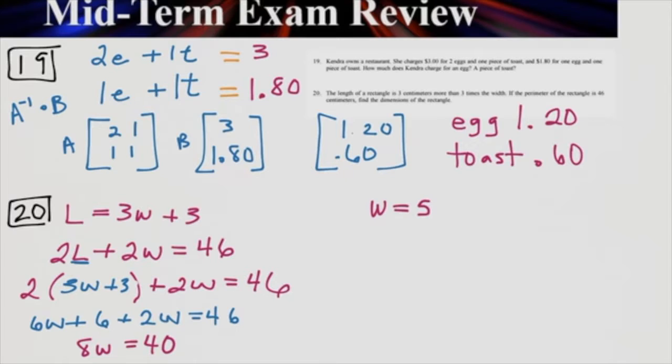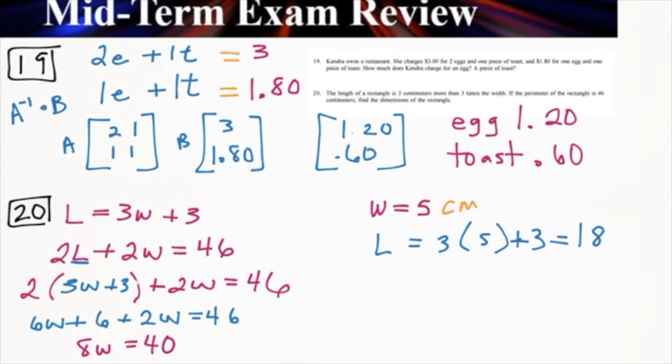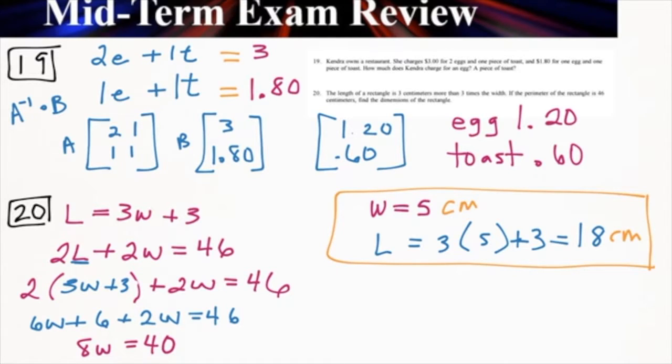Okay, now I want to plug 5 back in. So I'm going to go 3 times 5 plus 3 equals 18. Oh, excuse me, the width is 5 and the length is 18. Okay, just make sure that you watch your units. Okay, and that is your final answer. Okay, let's go on.